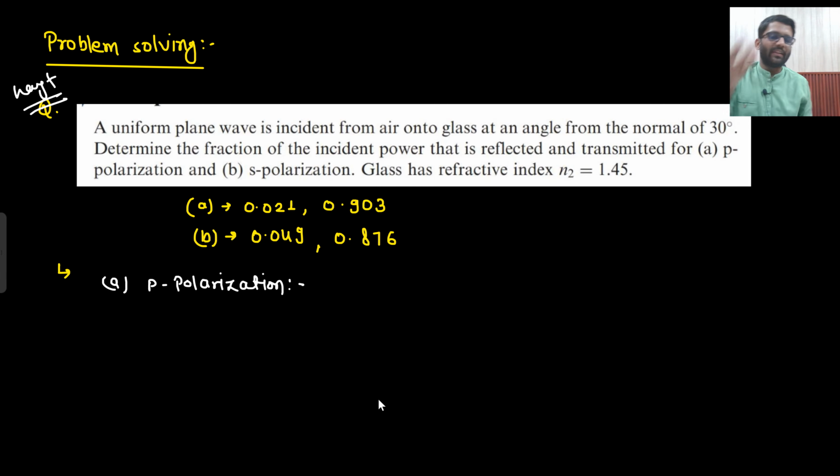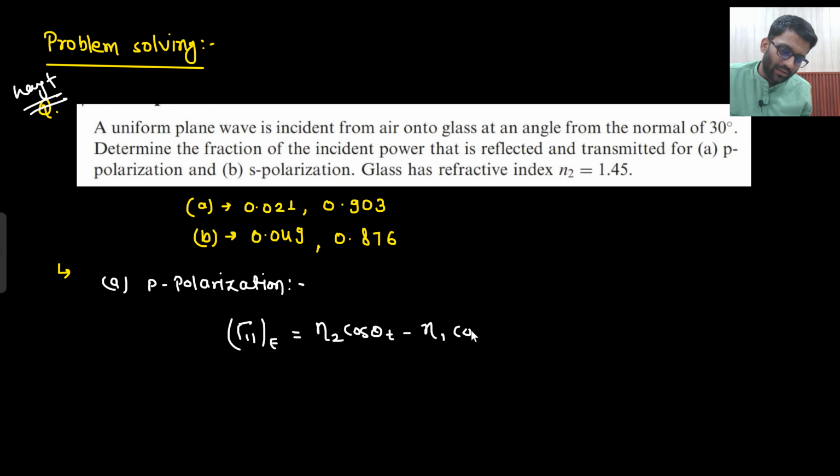For finding the power which is reflected or transmitted, what we need to do? We need to find the reflection coefficient, right? The reflection coefficient is very important. So what is the formula for parallel? Parallel means both lines are not cutting each other. So eta and theta of same: eta 2 cos theta t minus eta 1 cos theta i, divided by eta 2 cos theta t plus eta 1 cos theta i.